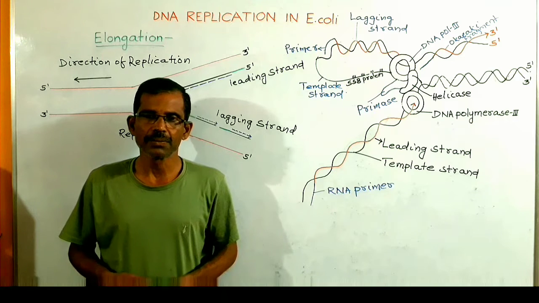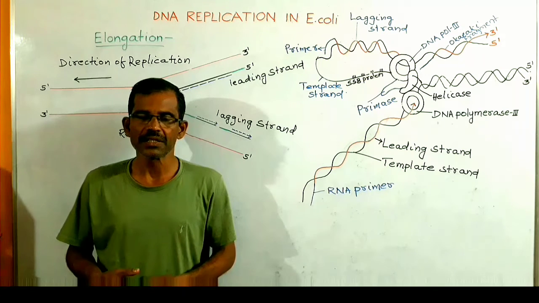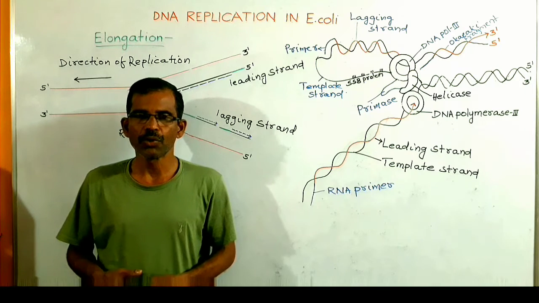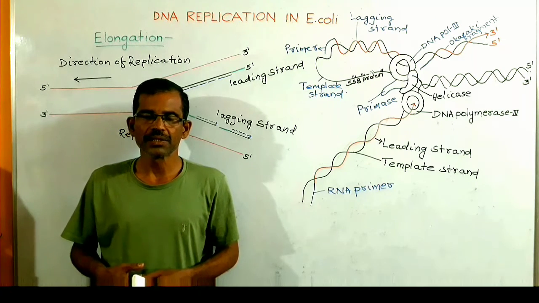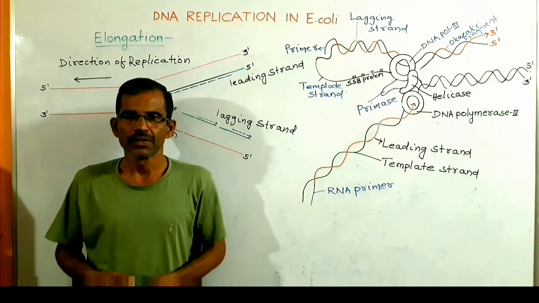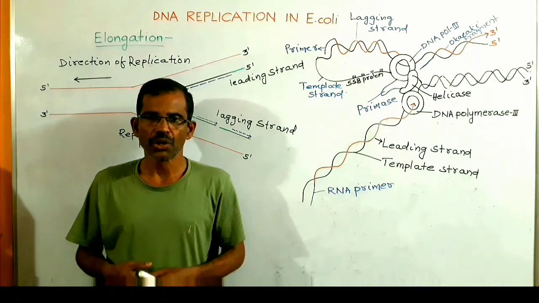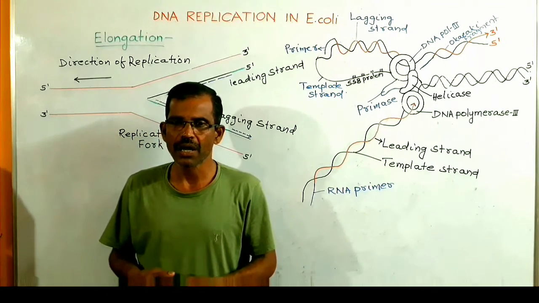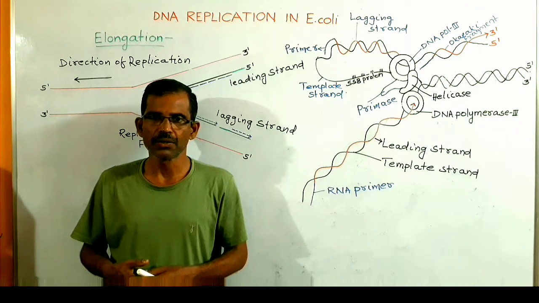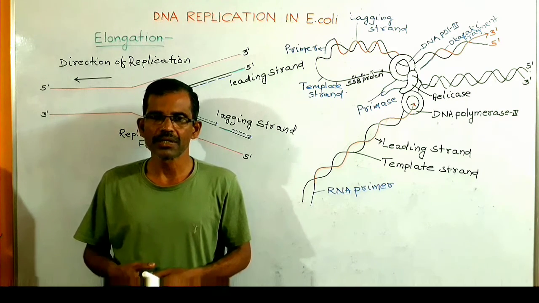Another enzyme is primase. As DNA polymerase 3 cannot initiate the synthesis of DNA, first of all, another enzyme known as primase catalyzes the synthesis of a short RNA sequence known as RNA primer. So the job of the enzyme primase is to synthesize a short RNA sequence, which is known as RNA primer. The RNA primer provides a free 3-hydroxyl group to which nucleotides are added by the enzyme DNA polymerase 3.